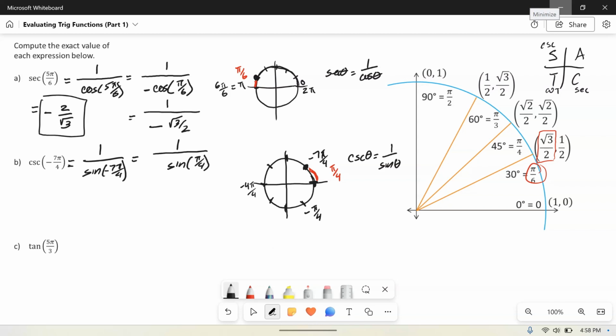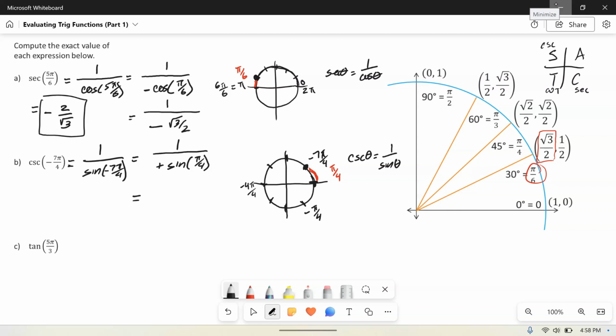But again, now is where we apply the sign. Is this sine of pi over 4 going to be positive or negative? And we already talked about, because negative 7 pi over 4 is in the first quadrant, it has to be positive. Okay, so we have 1 over the positive sine of pi over 4.